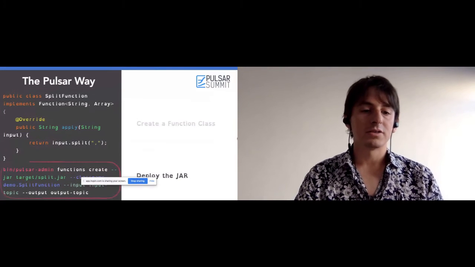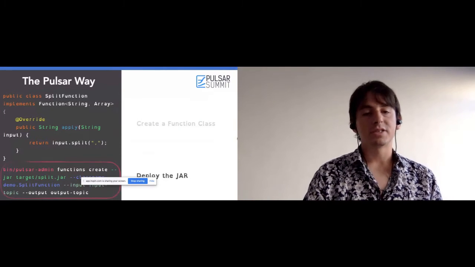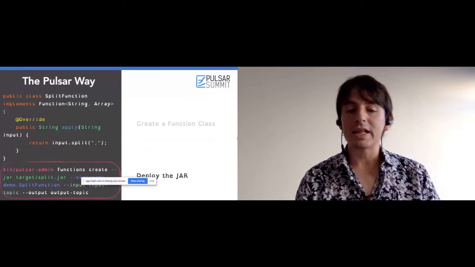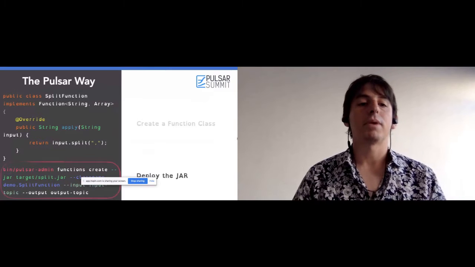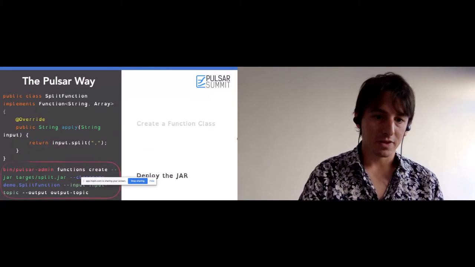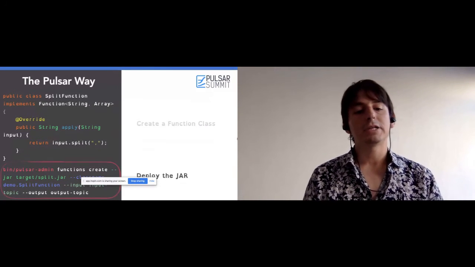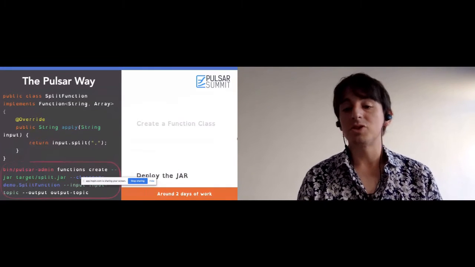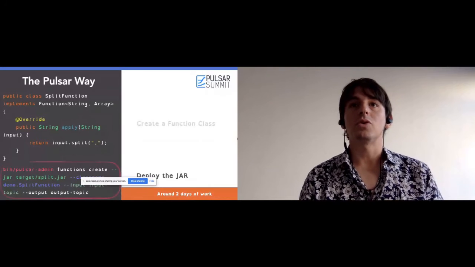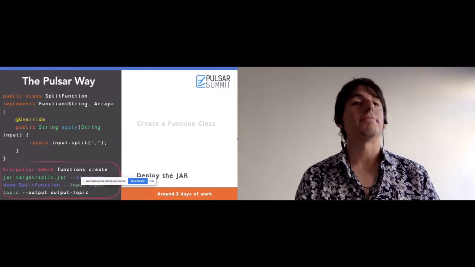And then we deploy it. We have the Pulsar admin CLI, and we say I will create a function from this jar that I packaged with my own function that splits by commas, and I specify the input and output topics. That's it. This is 2 days of work at most. So we simplify the whole workflow by a whole lot.